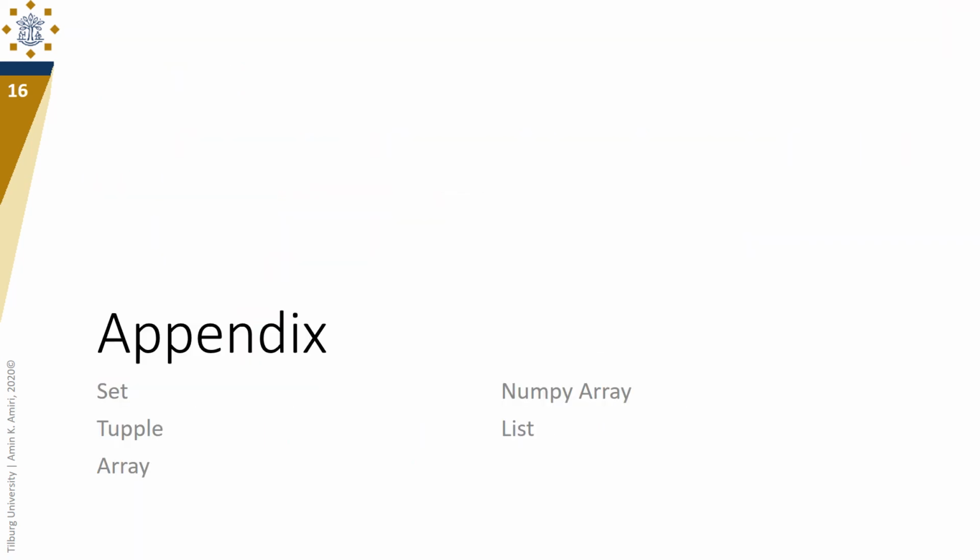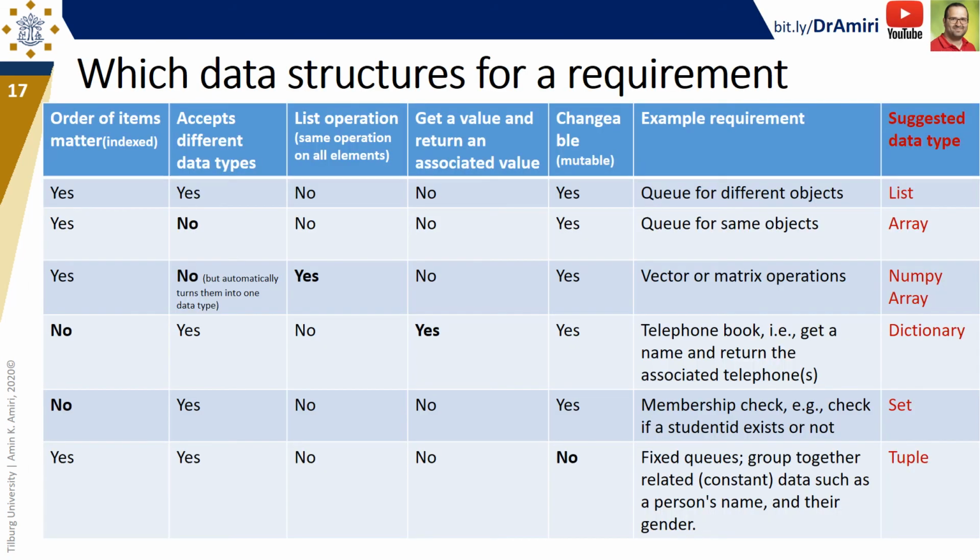Okay, in the appendix, I quickly went over various types of data structures in Python. You can see for what type of requirements you need to choose which data type. For example, if order matters and you want to be able to accept different data types, and you don't need to do the same operation on all elements, and you want that data structure to be changeable, something like a queue for different objects, then you need to go for a list.